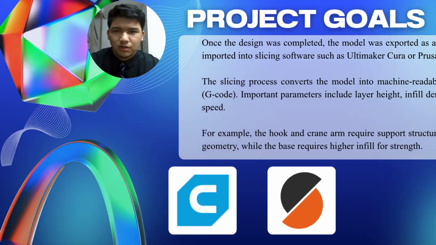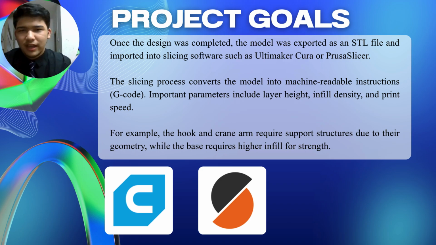Let's move to the project goals. After completing the CAD design, the model was exported as an STL file. This format is compatible with slicing software such as Ultimaker Cura or Prusa Slicer. The slicing process converts the CAD model into G-code, which contains instructions for the 3D printer.